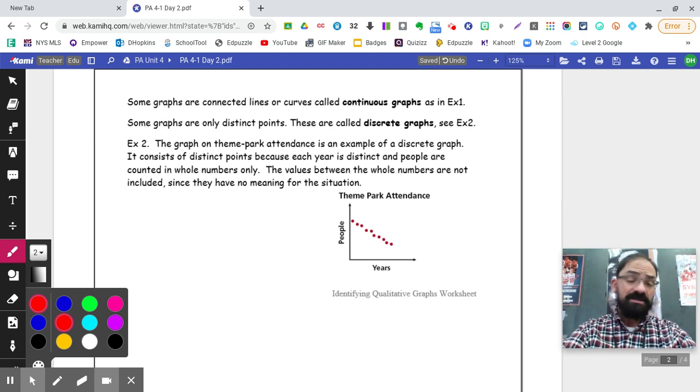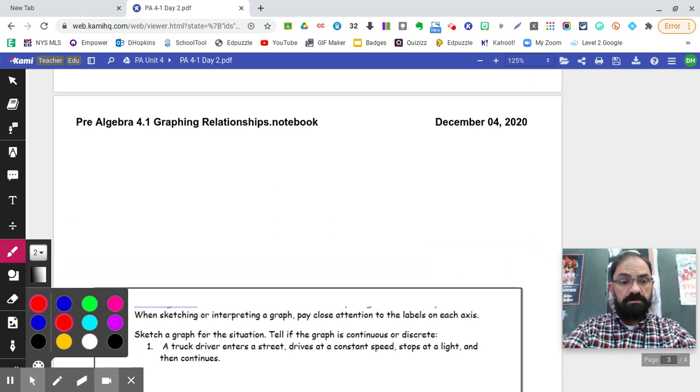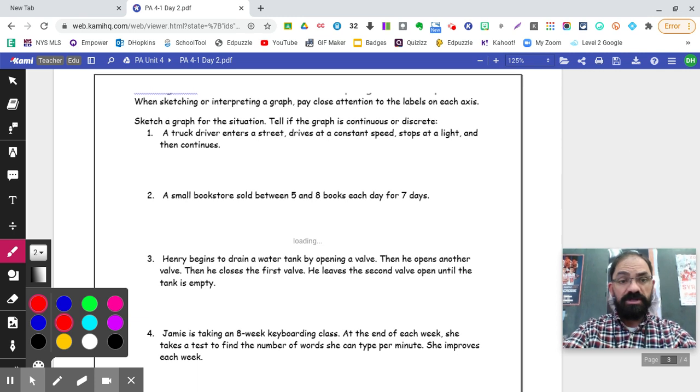When we would use these is probably when we're talking about people or things that cannot be counted in parts. So it says the graph on a theme park attendance is an example of a discrete graph. So I cannot count half a person, therefore it's a discrete graph. All right, so it says when sketching or interpreting a graph, pay close attention to the labels on each axis. So sketch a graph for the situation. Tell if the graph is continuous or discrete.